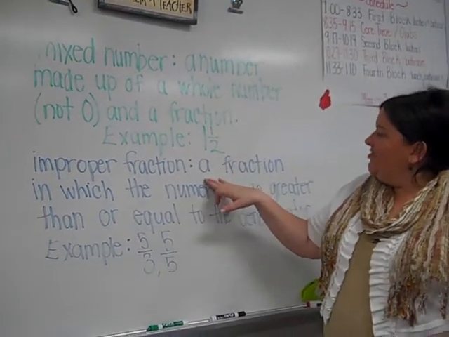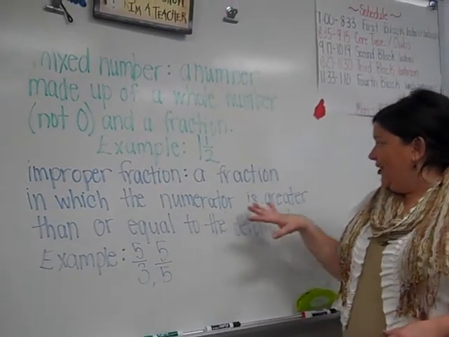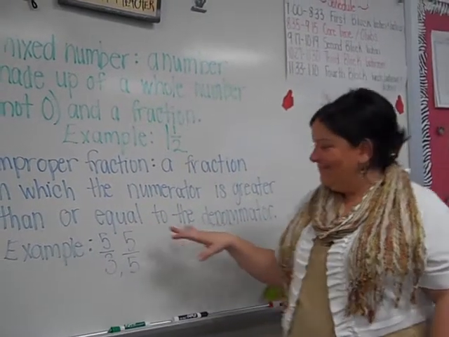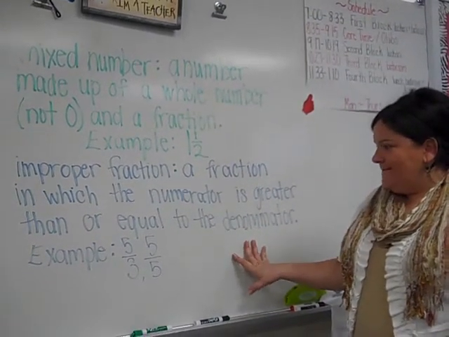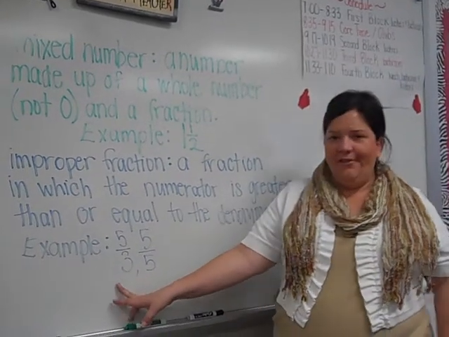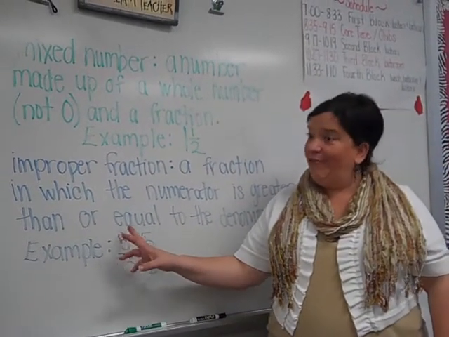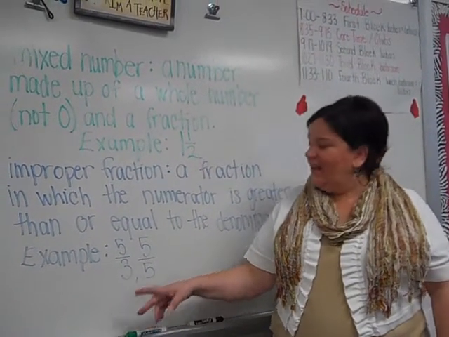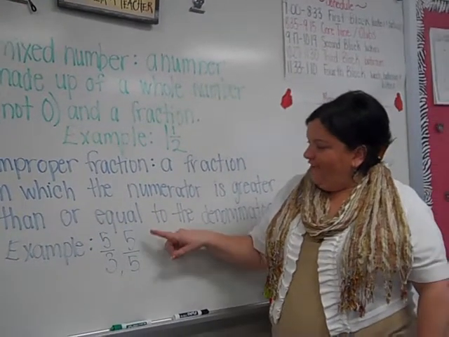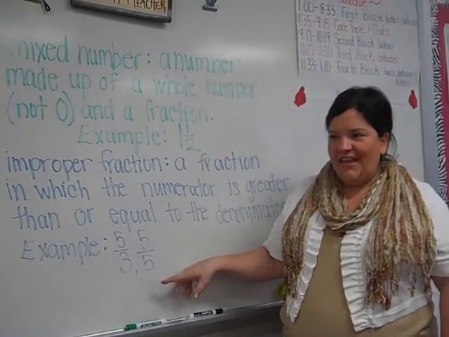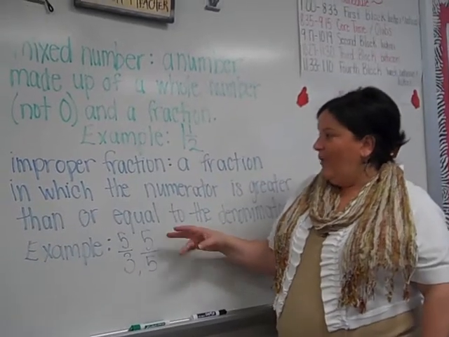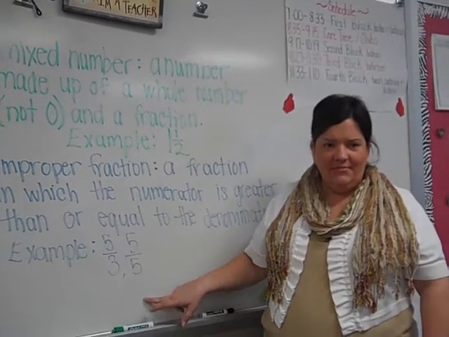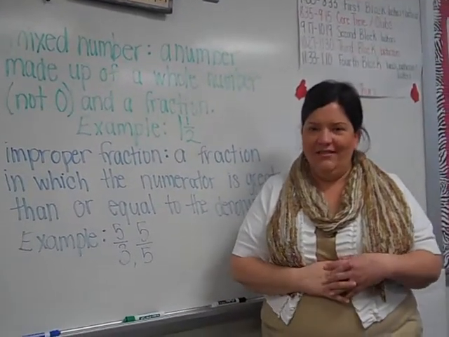So, an improper fraction is a fraction in which the numerator is greater than or equal to the denominator. So some examples I have is 5/3, and because 5 is greater than the denominator 3, it's improper. Another example I have is 5/5, and this is an example of when it's equal to the denominator. 5 and 5 are the same, so this would be an improper fraction as well.